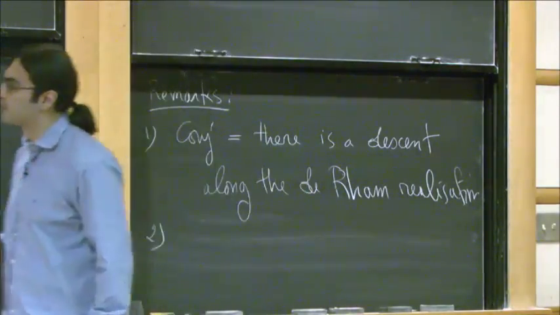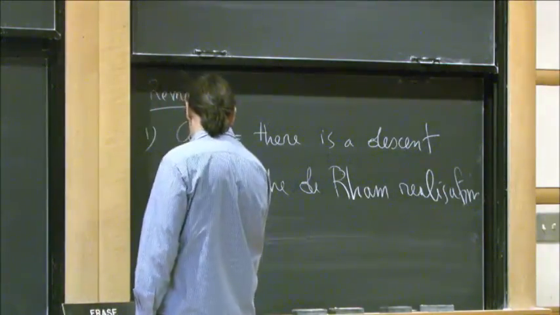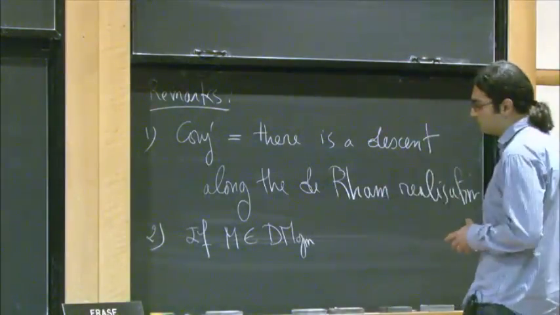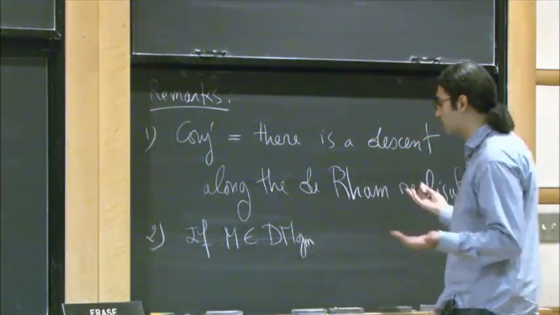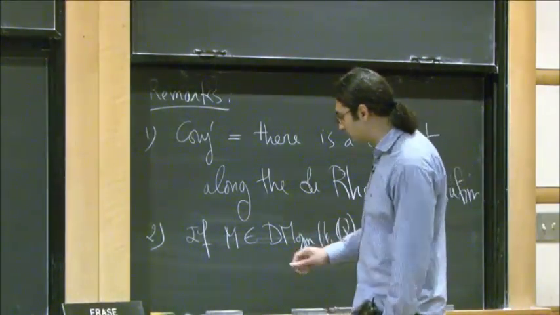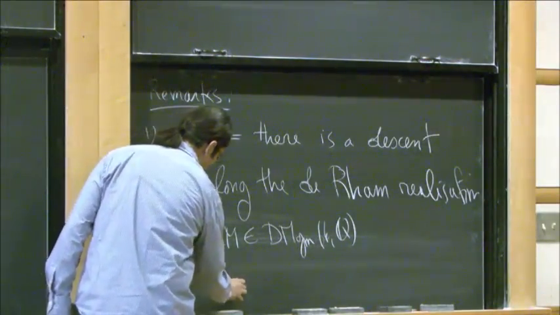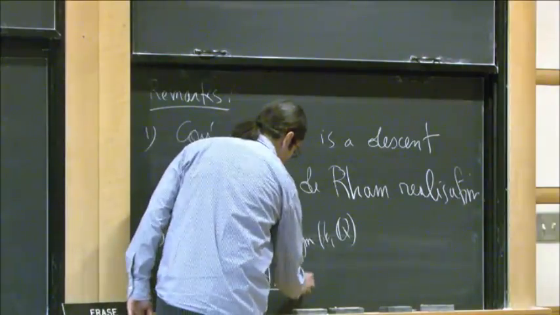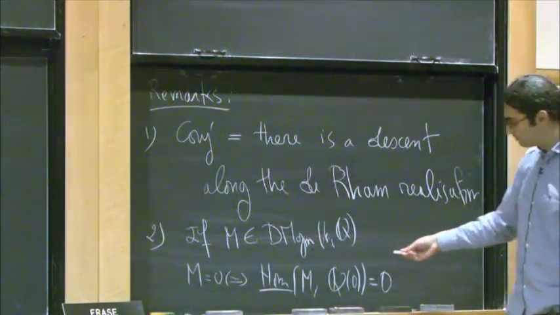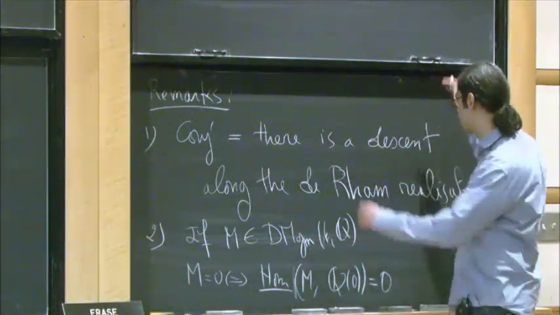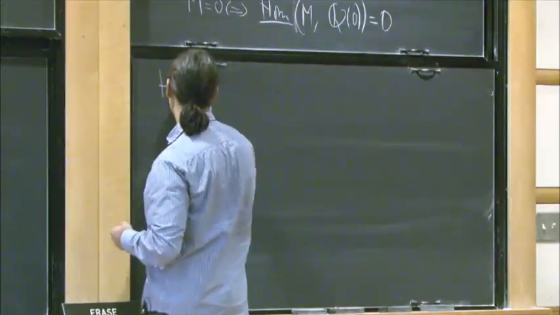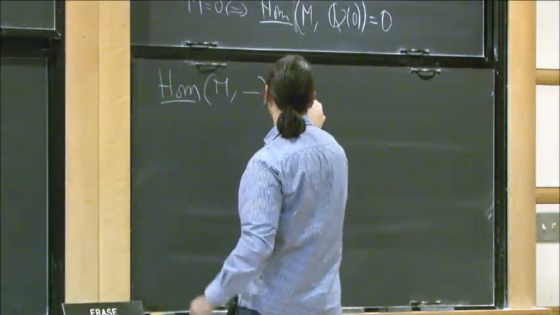So why does conjecture prime imply the first one? This is very simple. If you take an object in DM geometric, where geometric means that you don't consider very big objects, you just consider compact ones like the motive of an algebraic variety, then saying that M is zero is equivalent to saying that its dual is zero. So M is zero if and only if the internal Hom from M to Q0 is equal to zero. And then you see that you can apply now, the point is that this internal Hom is some kind of a left adjoint, so it commutes with the homotopy limit.